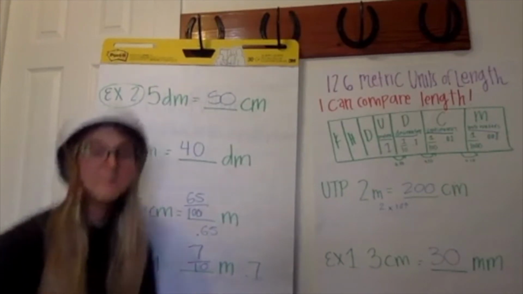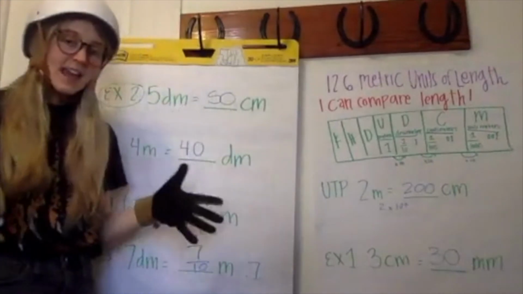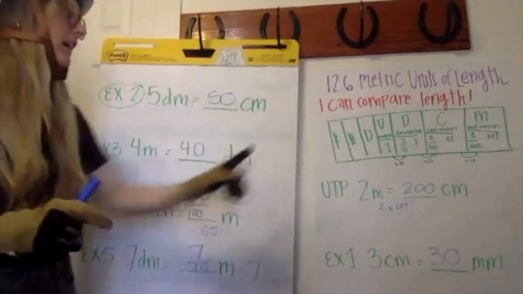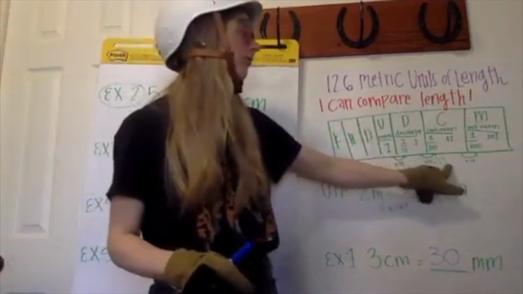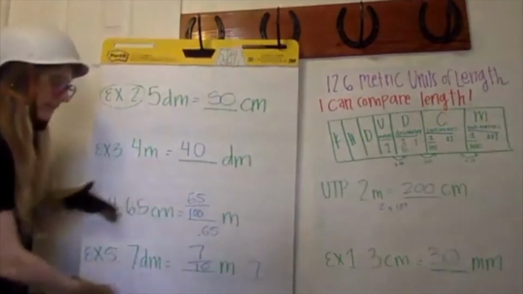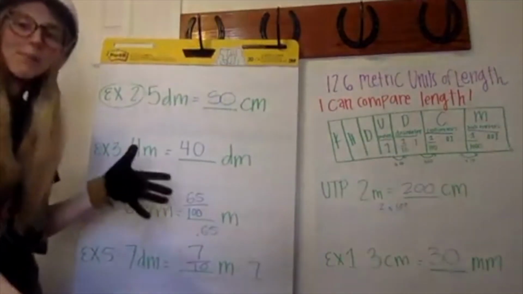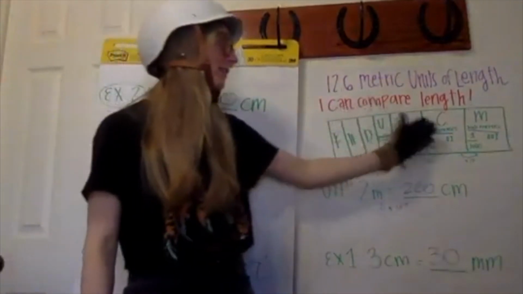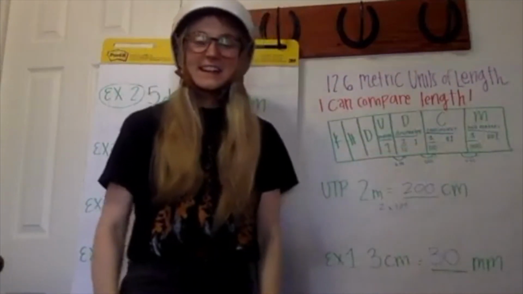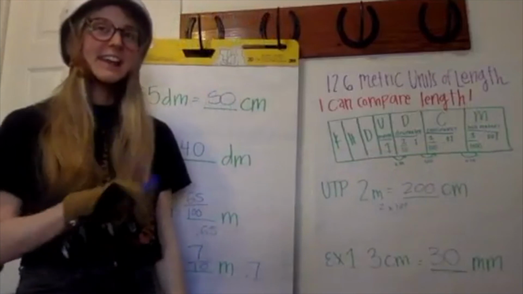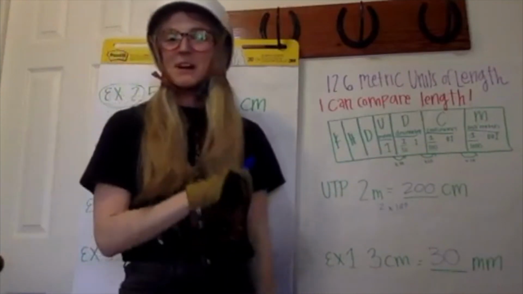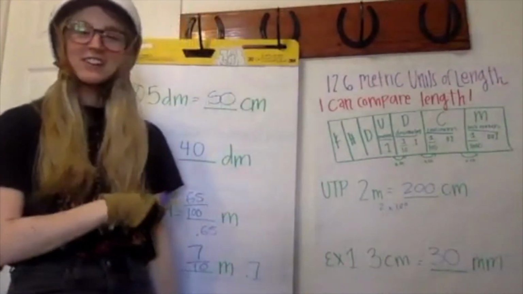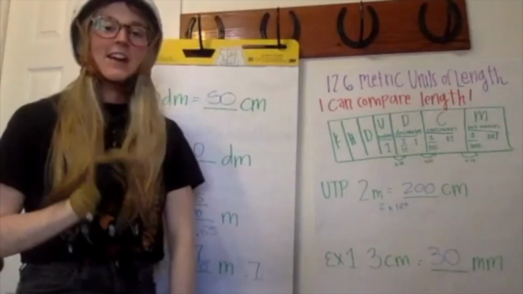All we're doing is timesing by either 10, 100, or 1,000. It just depends how many times you move over, or on problems like this, what part of a meter is it? Is it 1/10th, 1/100th, or 1/1000th? So nothing too complicated. If you can multiply by 10, 100, 1,000, you are going to be golden.